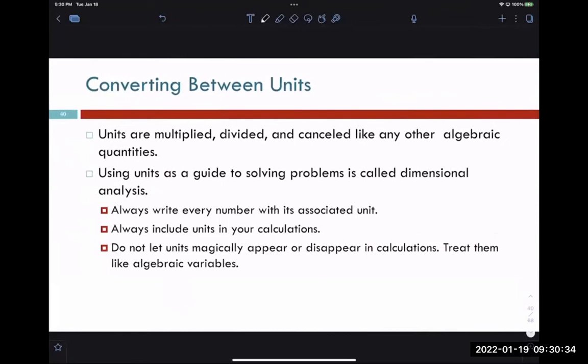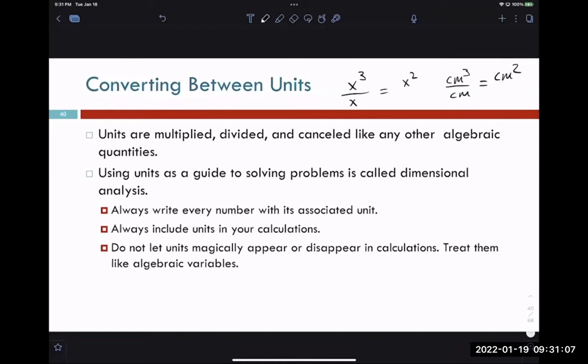So, as we know from last week, units are multiplied, divided, and canceled, just like any other algebraic quantities. Right? So if we had x, well, let's do the example of x cubed. We do x cubed and we divide it by x, then we get x squared. Same thing if you had centimeters cubed and you divide it just by centimeters once, you would get centimeters squared. So you can treat them like algebraic variables. And we can use these units as a guide to solving problems.